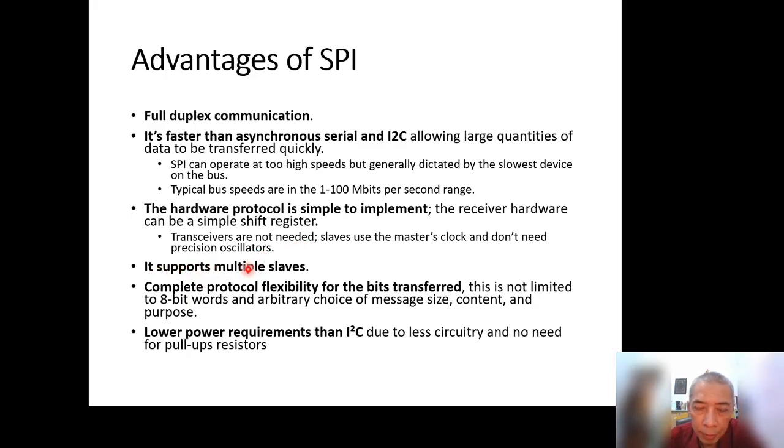Fourth, it supports multiple slaves. You saw in the previous slide that it supports multiple slaves. And then complete protocol flexibility for the bit transfer. It is not limited to 8-bit words, and there is a choice of message size, content and purpose. And then lower power requirement than I2C due to less circuitry, and no need for pull-up resistors. So SPI doesn't need pull-up resistors. It's different from I2C, because I2C should be using pull-up resistors on its lines.